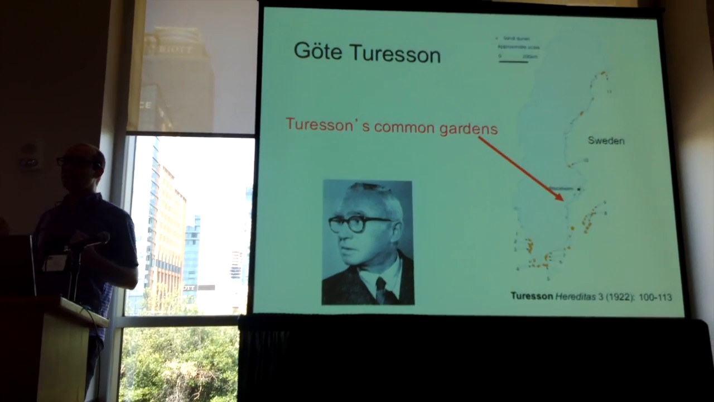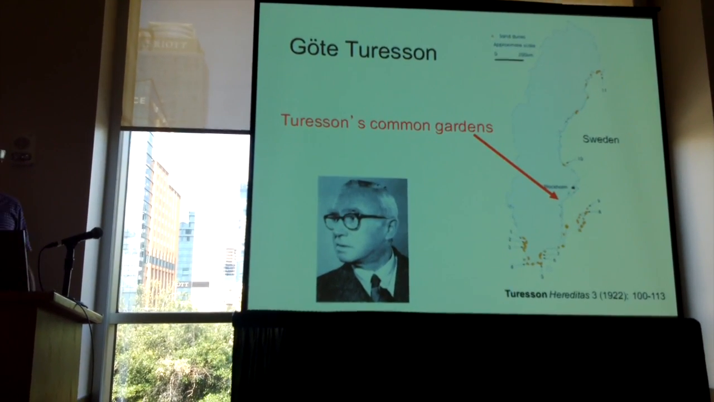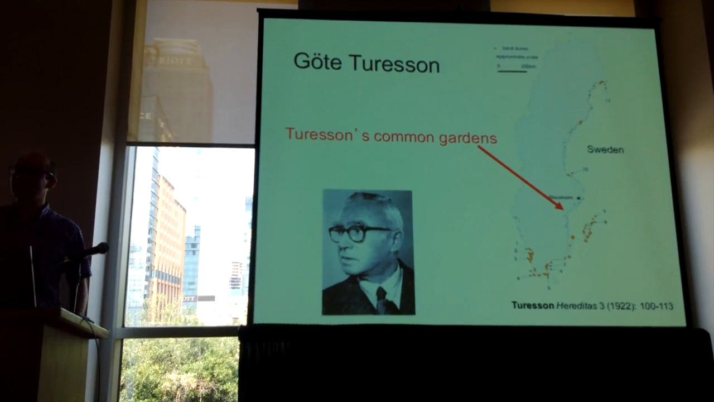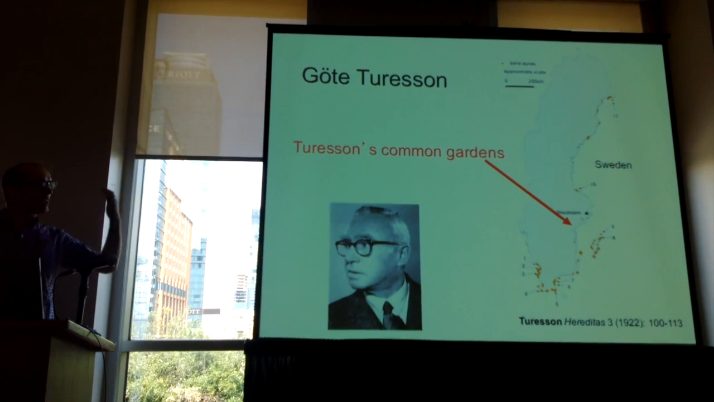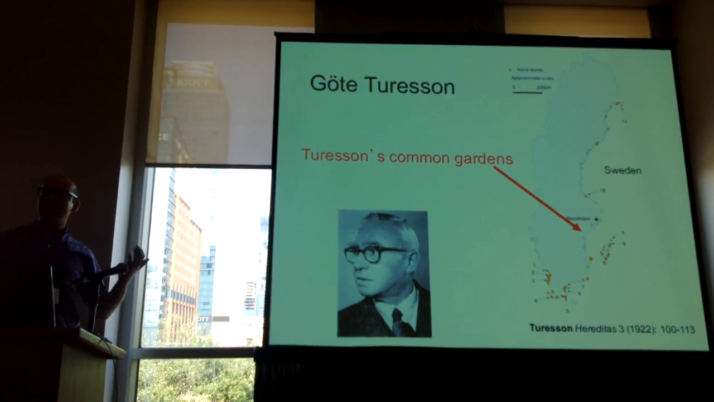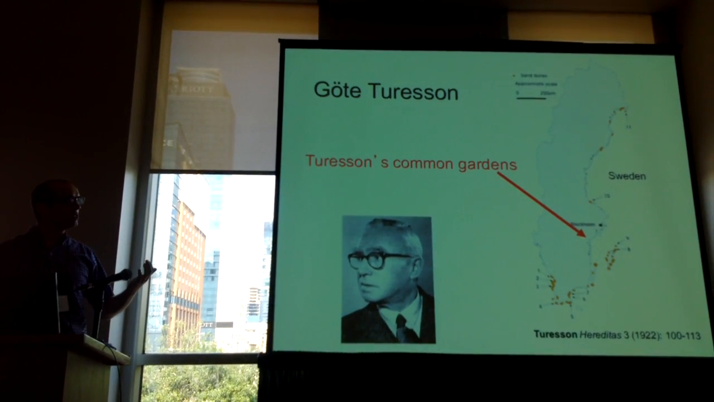And that's from this guy named Göte Turesson, who was a Swede, who back in 1922 published a couple papers where he took plants from all over Sweden and planted them into common gardens and found that they looked very different. So their differences were due to genetics.